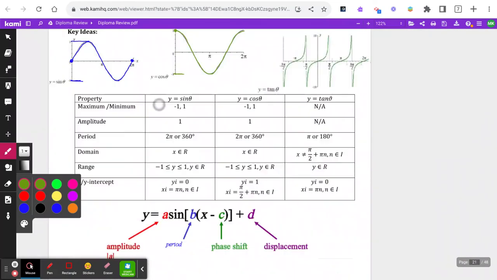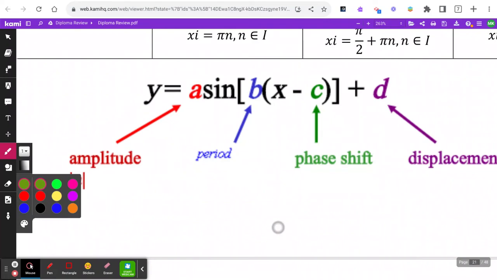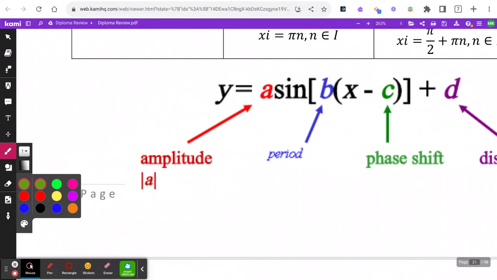Okay, looking at these graphs. I have the function y equals a sine b(x minus c) plus d. You'll notice that b is factored out. Right? So it's b bracket x minus c. All those values tell you different things. The a value is your amplitude. The amplitude is the distance from midline to the max or min.